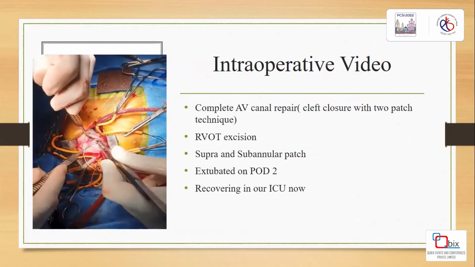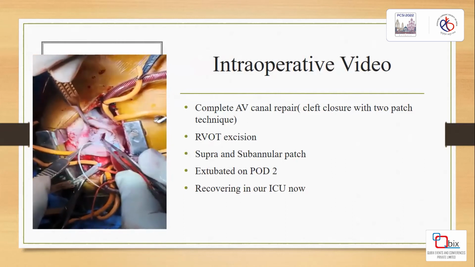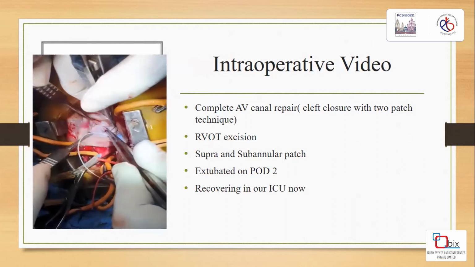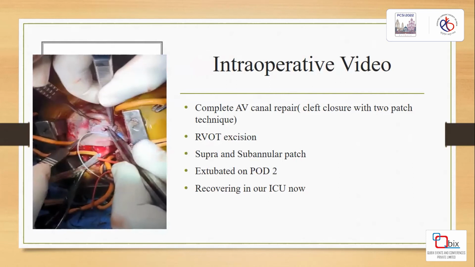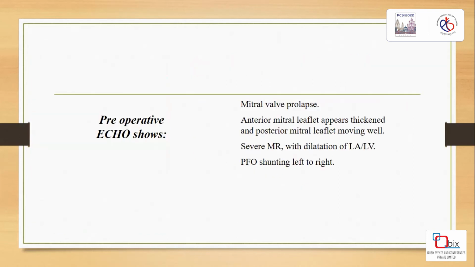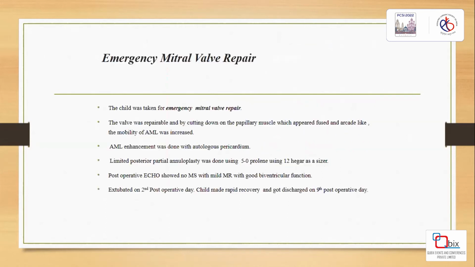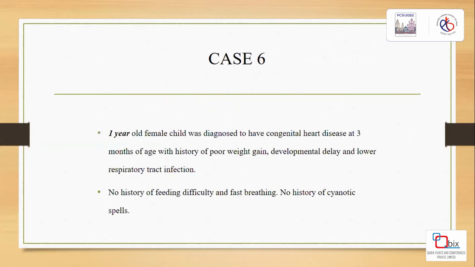So this is the cleft aligned. A little more difficult than expected. Usually we get it in one shot. So what we did was we enhanced the anterior mitral leaflet with an autologous pericardial patch, and we did a limited posterior partial annuloplasty using Prolene sized on a size 12 Hegar. Post-op echo showed no MS with mild MR, and the child was extubated on the second post-op day and discharged on the 9th day. This child came back for a 5-year follow-up with mild MR and on no medications.